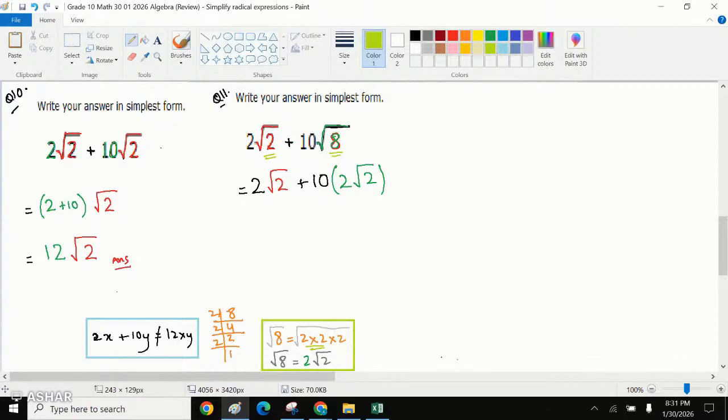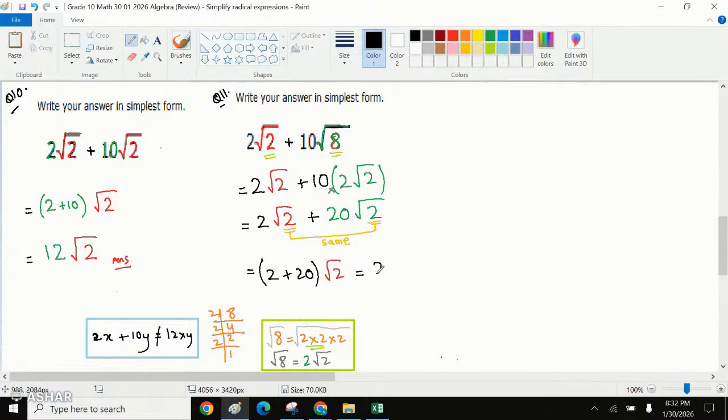And we know that these two numbers are multiplying. So this finally becomes 2 radical 2 plus 2 times 10 is 20, radical 2. So now what we have is the same variable. The variables are same, right? Radical 2. That means we can add 2 plus 20 and radical 2 stays as it is, finally giving us the answer 22 radical 2.